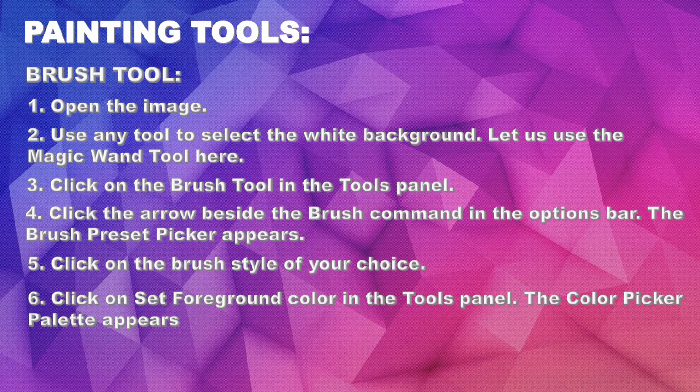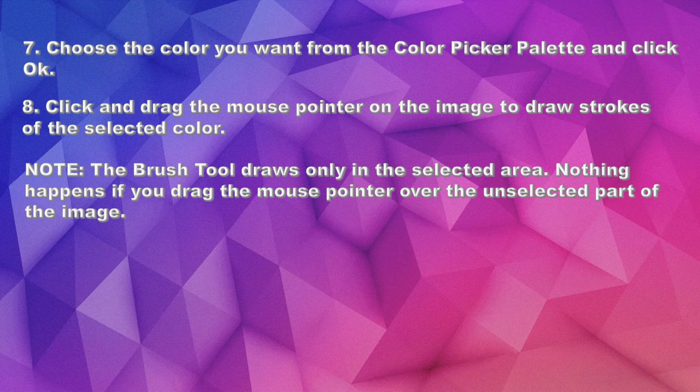Click on Set Foreground Color in the Tools panel. The color picker palette appears. Choose the color you want from the color picker palette and click OK. Click and drag the mouse pointer on the image to draw strokes of the selected color. Note: the brush tool draws only in the selected area. Nothing happens if you drag the mouse pointer over the unselected part of the image.